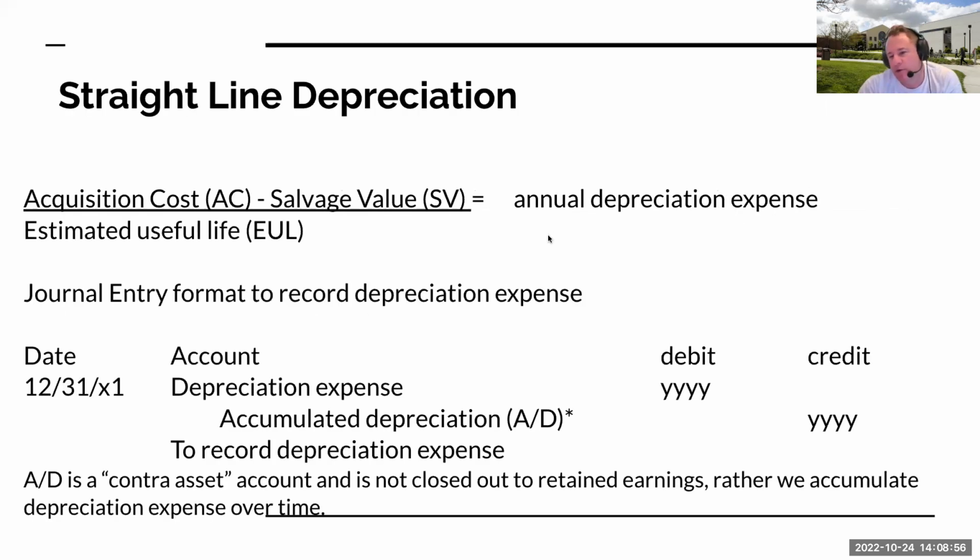So how do we compute straight line? It's going to be the acquisition cost minus the salvage value, right? We can't depreciate beyond that amount, divided by the estimated useful life. This gives us an annual depreciation expense.